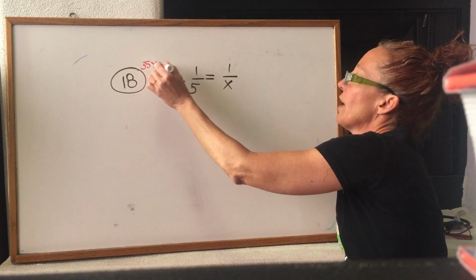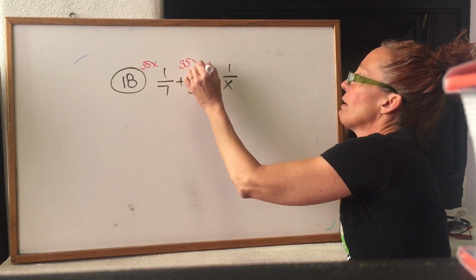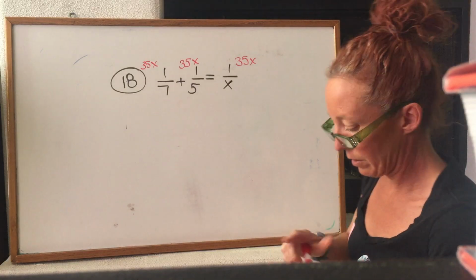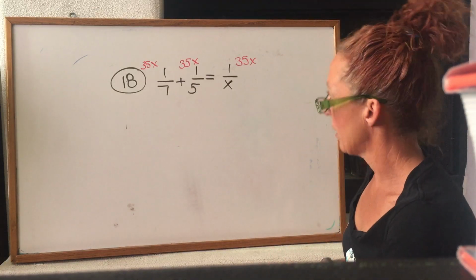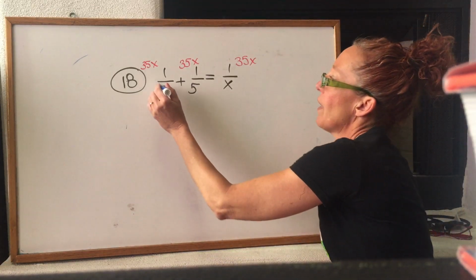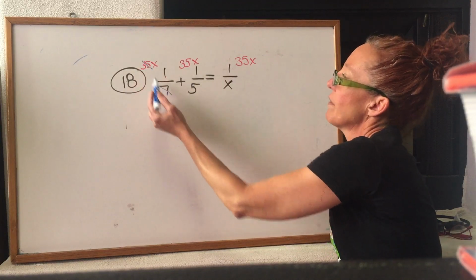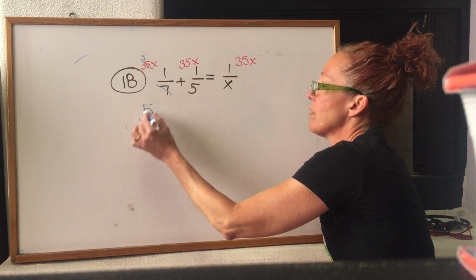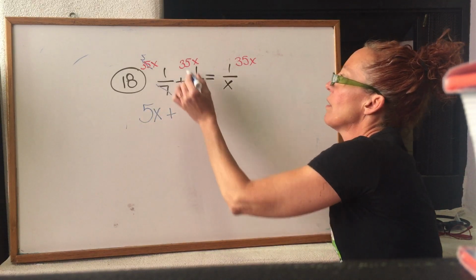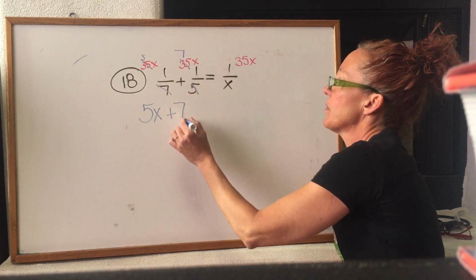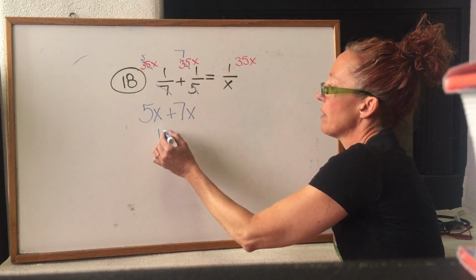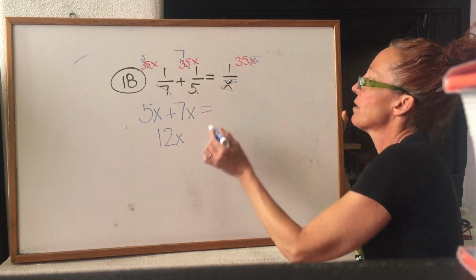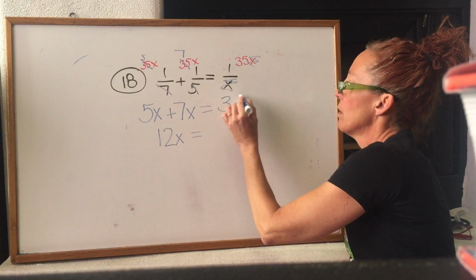So 35x, 35x, 35x. And so 7 goes into 35 5 times. And then we're just going to multiply by 1, so that doesn't change. This goes into that 7 times. 5x plus 7x is 12x. And then here the x's drop out.